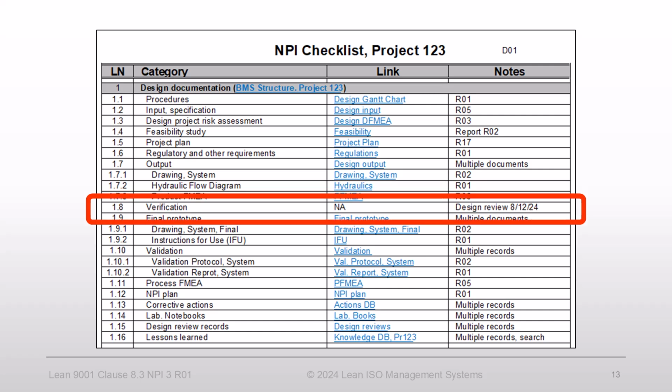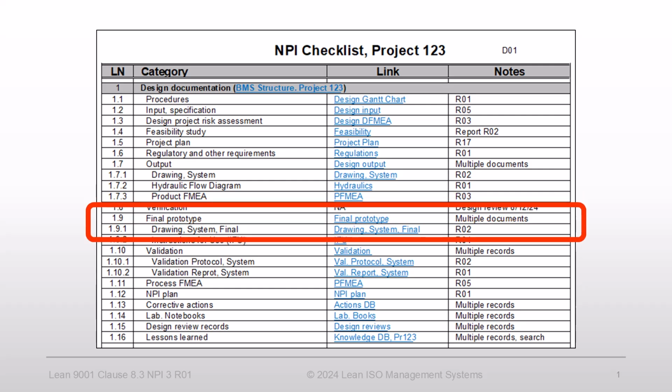Verification. I marked this stage as NA just for an example. I justified the decision by referencing a specific design review. As discussed in our previous videos, design verification is not always possible, practical, or economical. If applicable, after the verification stage is completed, we may finalize our prototype with its documentation and instructions for use.